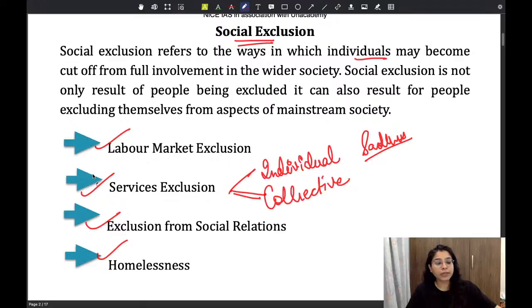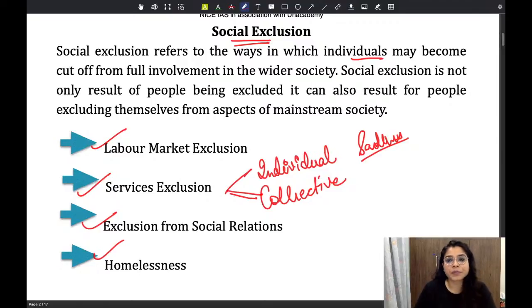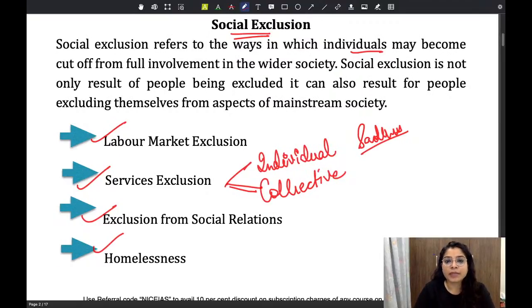So in totality, your social exclusion is economic, where you're excluded from the labor market. Then it is services, where you're excluded from civic, cultural and social engagements. Then social relations and the state of homelessness, right? You see the street people, they don't have access to any resources. They are largely cut off from the mainstream society, right?